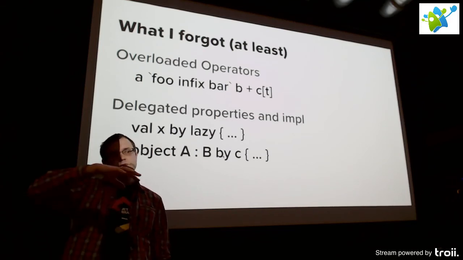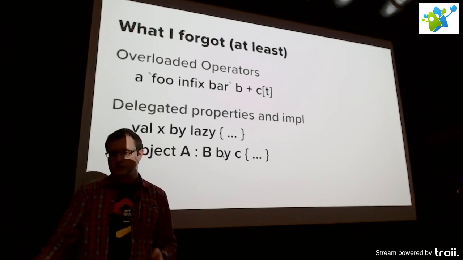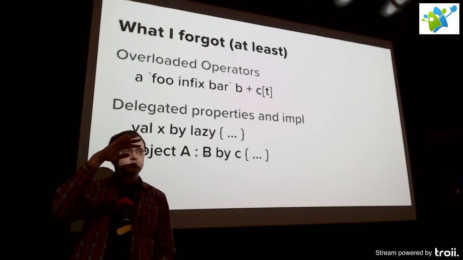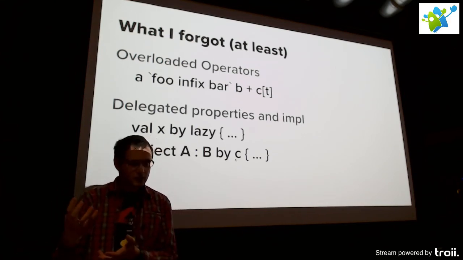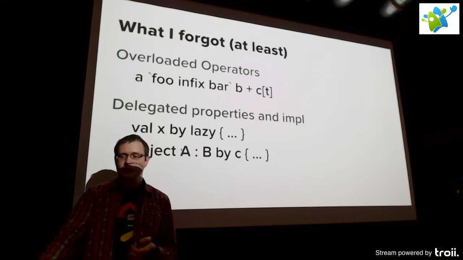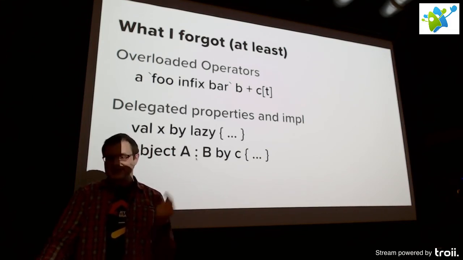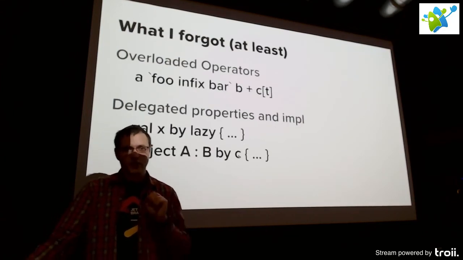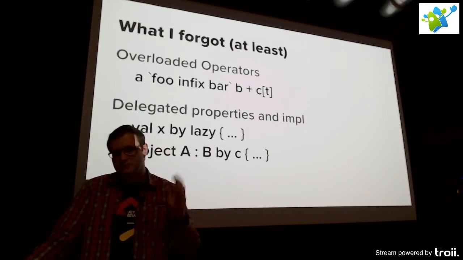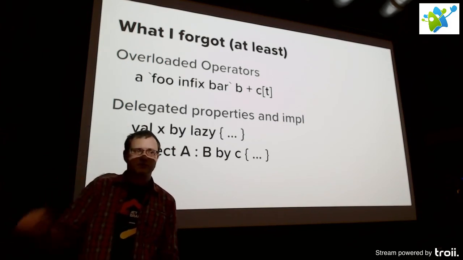Only one line. You may use the delegated implementation. If you have some interface with hundreds of methods, you may use the by keyword. Say B has hundreds of methods, and C is an implementation, some instance of B. I may say this. So I implement an object A, which delegates all methods of B to instance C. Well, it helps a lot if you're trying to deal with some existing interfaces and frameworks.